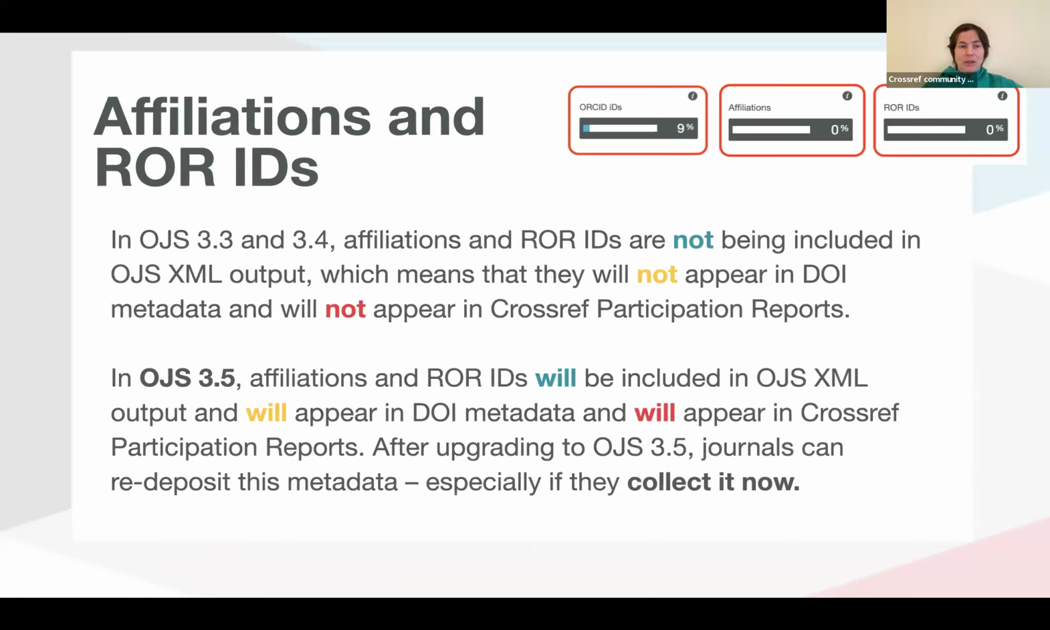Or if for whatever reason you're not able to switch to the latest OJS version as yet, you can still use the metadata manager, as Louis mentioned, and find your OJS records there and add affiliation metadata or any other metadata that is being captured by that tool that hasn't been provided through OJS 3.3 or 3.4.